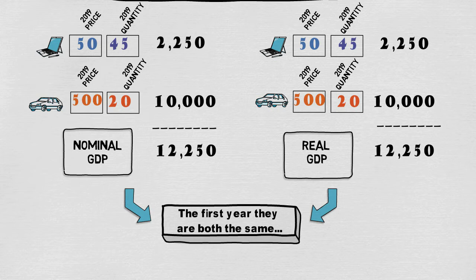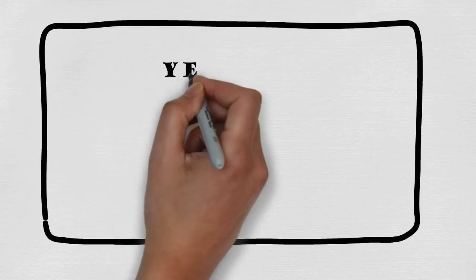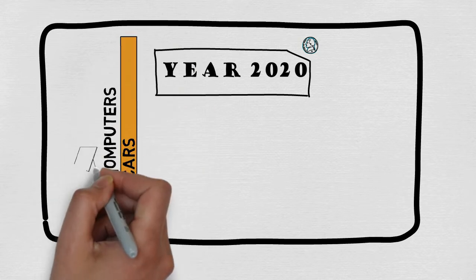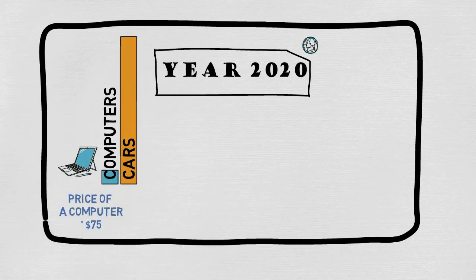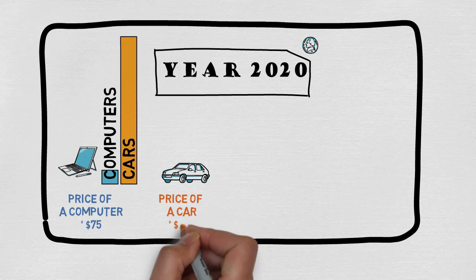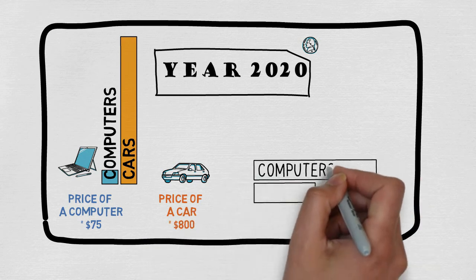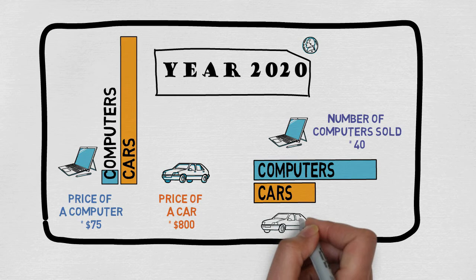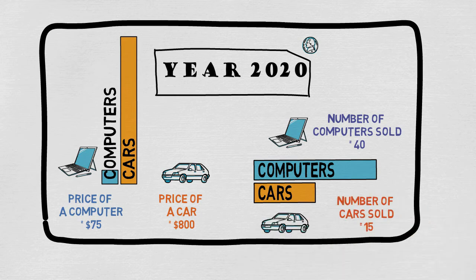Now, however, going forward, let's say we have inflation. How can these two things be different now? So let's say now it's the year 2020, we have a little inflation. We look at the price of computers, and the price of computers has gone up to, say, 75, and the price of cars has gone up to, let's say, 800. Now, we're selling more, or actually we're selling less, let's say. Let's say with computers, we only sell 40, and cars, we're only going to sell 15.